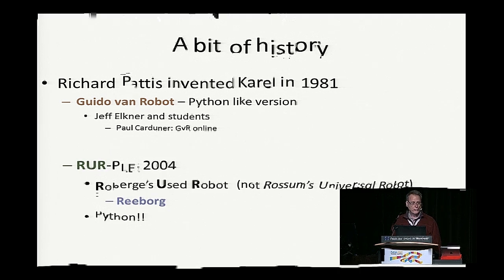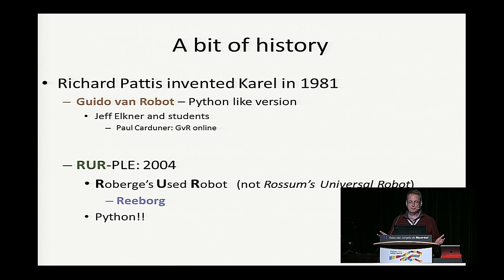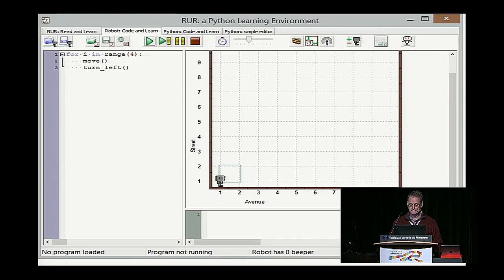In 2004, I decided I needed a hobby, so I started programming as a hobby. I had learned Fortran many years ago. I learned there was this thing called Python, so I said, I'm going to teach myself Python, and what I did is I wrote a program called Rurple, for Roberge's used robot and not Rossum's universal robot. It is basically a Carel simulator.